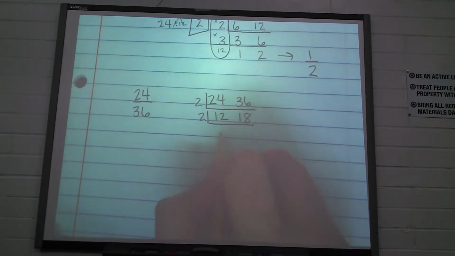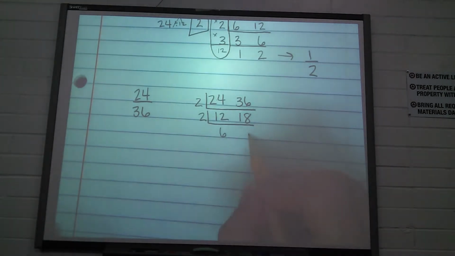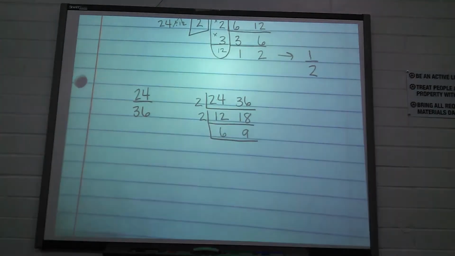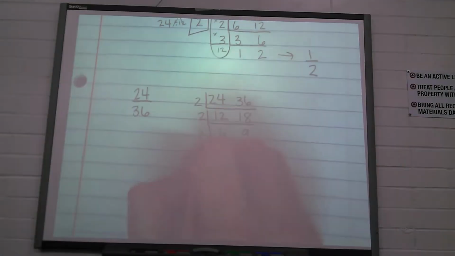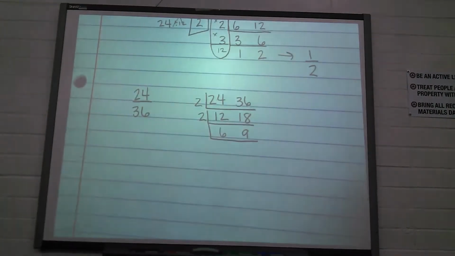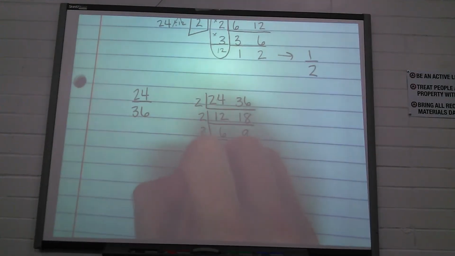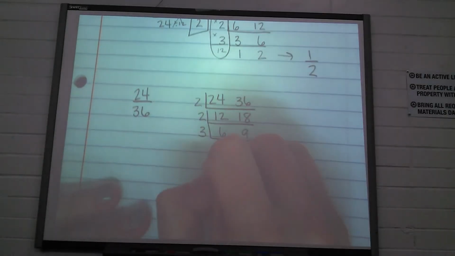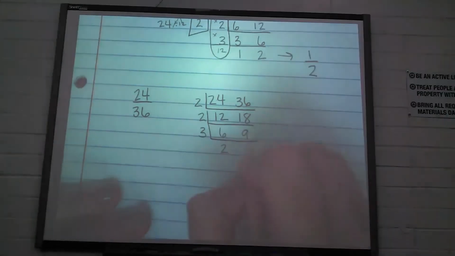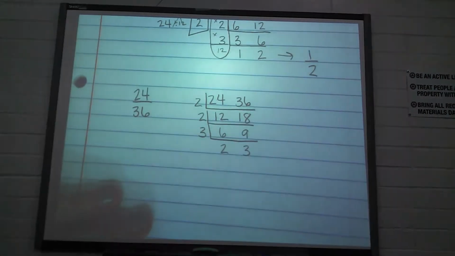6 times 2 equals 12. 9 times 2 equals 18. Draw our line again. Can 2 go into both of these numbers? No, because they are not both even. Can 3 go into both of these numbers? Yes, because my divisibility rules let me know that. 6 divided by 3 is 2. 9 divided by 3 is 3.